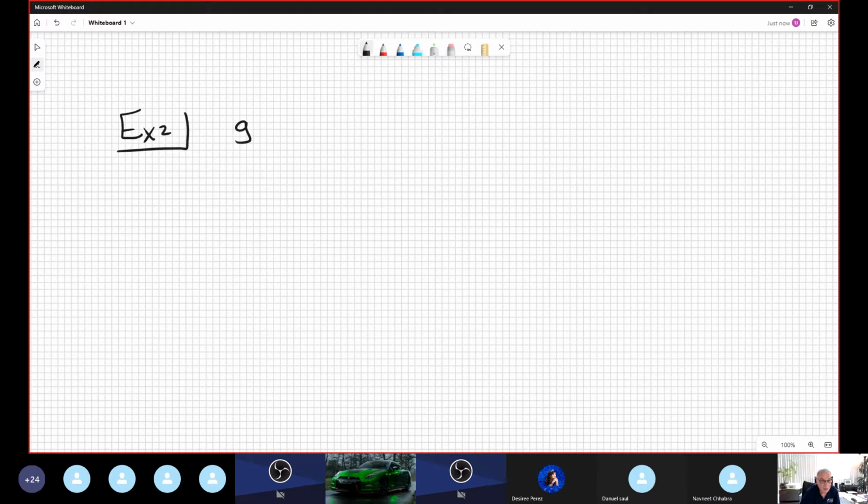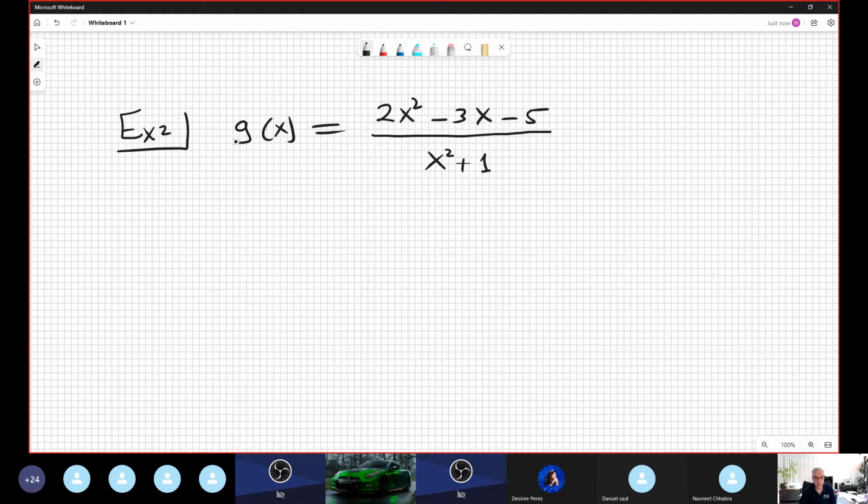Example 2, strong: g of x is equal to x squared minus 3x minus 5 divided by x squared plus 1. Okay, guys, don't try to do the horizontal asymptote right away, no, step by step. The first step is factorization. Step 1, factorization.